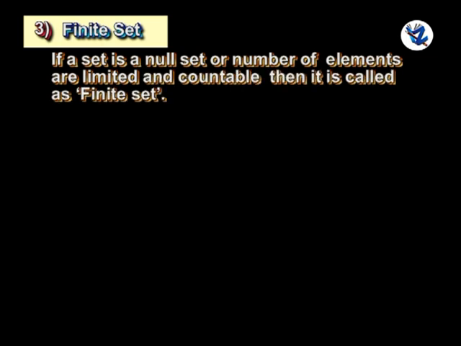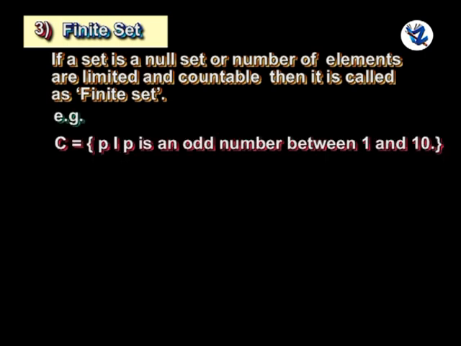Then finite set. If a set is a null set or the number of elements are limited and countable, then it is called a finite set. So C is equal to {p such that p is an odd number between 1 and 10}. So C is equal to {3, 5, 7, 9}.